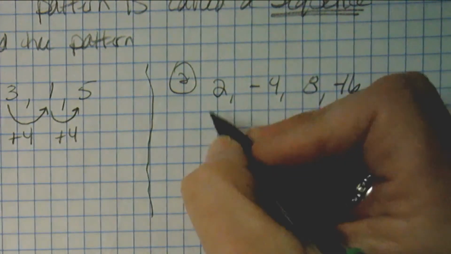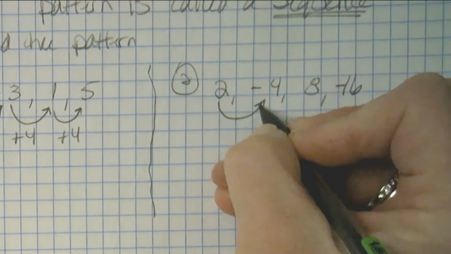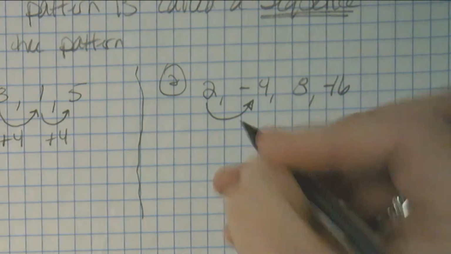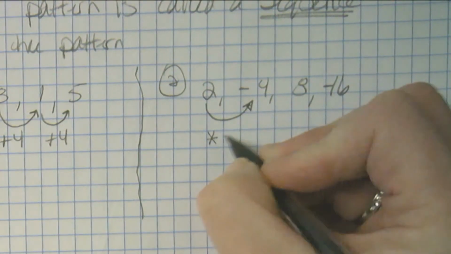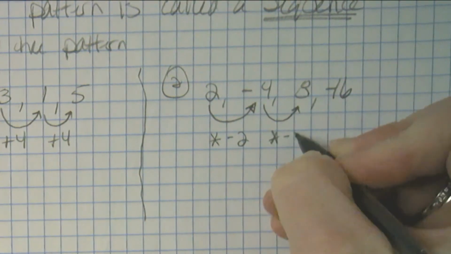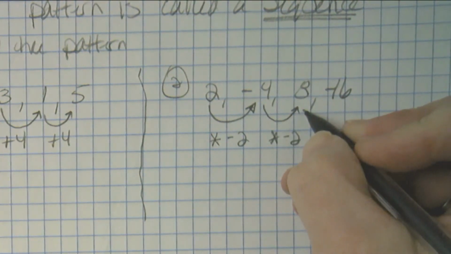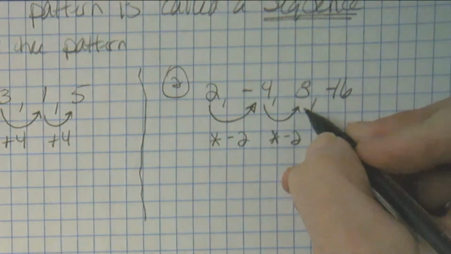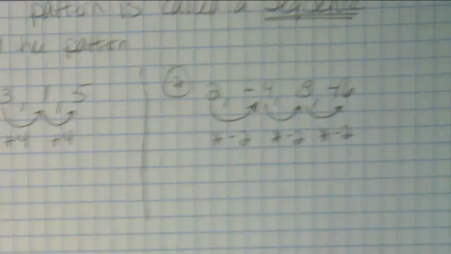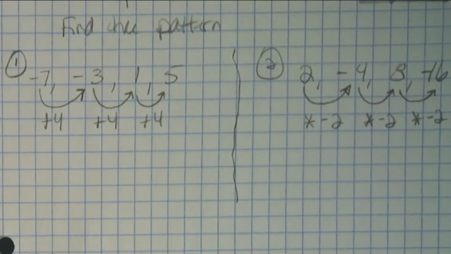So what am I doing to 2 to get -4? Nick? Excellent. If I multiply -4 by -2, do I get +8? Nick? Yep. And that works for all three of those, correct? Excellent. All right.